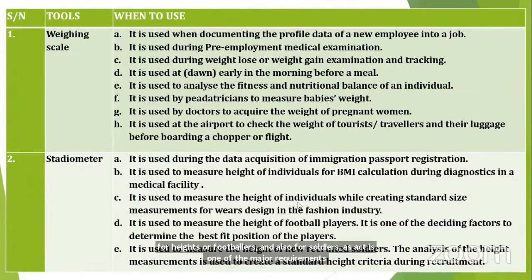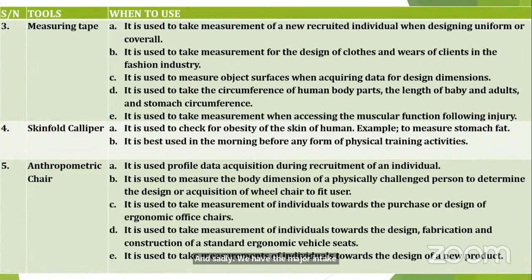And thirdly, we have the measuring tape. So measuring tape is basically used to get dimensions to measure newly recruited individuals, to design their uniform, overall and clothes, and it's also used to design clothes of clients in the fashion industry. And also, it is used to check for the surface dimension of an object, and also to measure parts of the human body, to get the circumference of the human body, the length of baby and adult, the circumference of the stomach. Then we have the skin fold caliper, which is basically used to check for the obesity of the skin of a human. So examples are to check for the stomach fat of a person, the skin fat of a person, and all that.